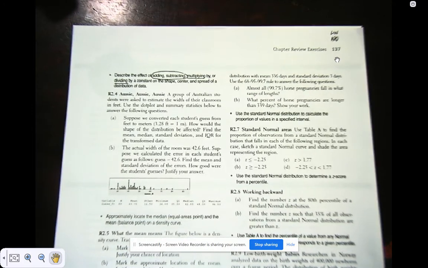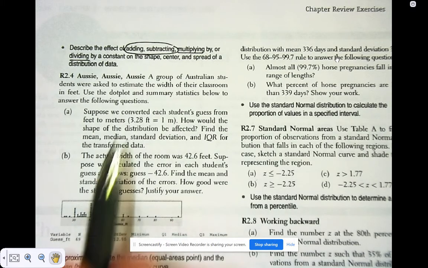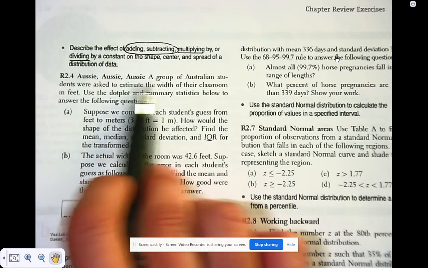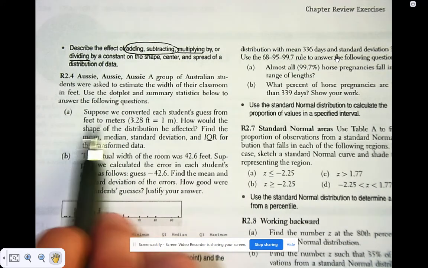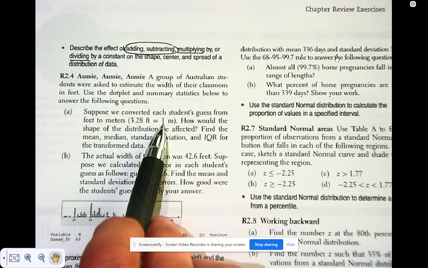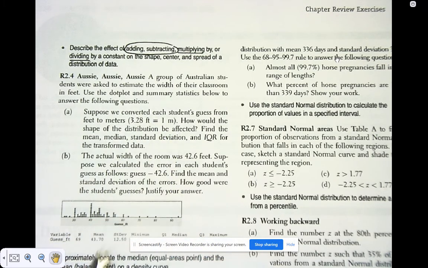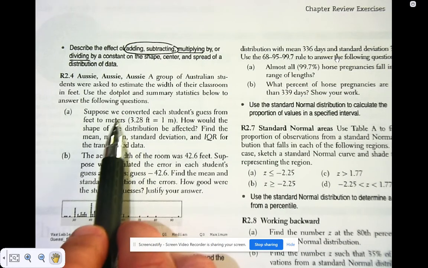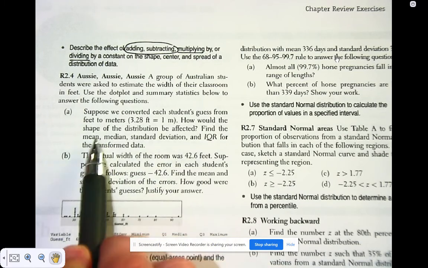A group of Australian students were asked to estimate the width of their classroom in feet. Use a dot plot and summary statistics to answer the following questions. So look, if you ask Australians, they're going to measure in meters, right? And so what happens when you try to convert from feet to meters? Well, you have to use this equation here that says every 1 meter is the same as 3.28 feet.